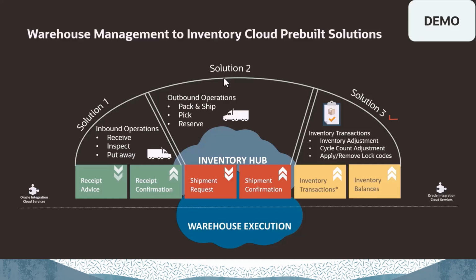As part of this whole venture, warehouse management team and inventory cloud team have created three pre-built solutions recently. One related to the inbound operations, another one related to the outbound operations with scenarios like receive, inspect, or pack and ship and stuff like that. And the third pre-built solution, which we are going to demo today, is related to the inventory transactions, where a user might do some inventory adjustments, or as he receives the LPN, he creates the LPN or modifies it, all those things. So let's quickly look at the pre-built solution.